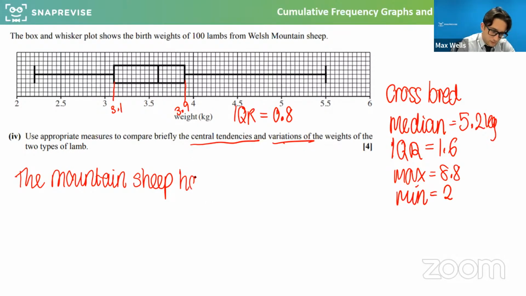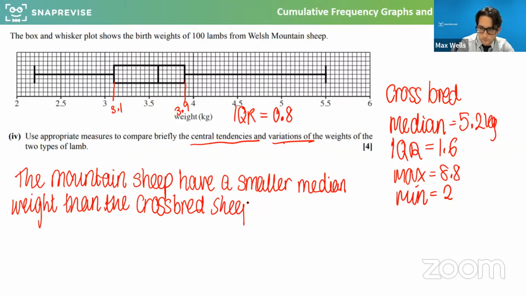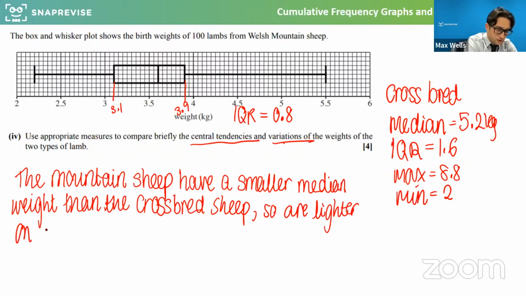Okay, so the mountain sheep have a smaller median weight than the crossbred sheep. So it is literally just a comparison. So we could say they are lighter on average, putting it back in the context, lighter on average.